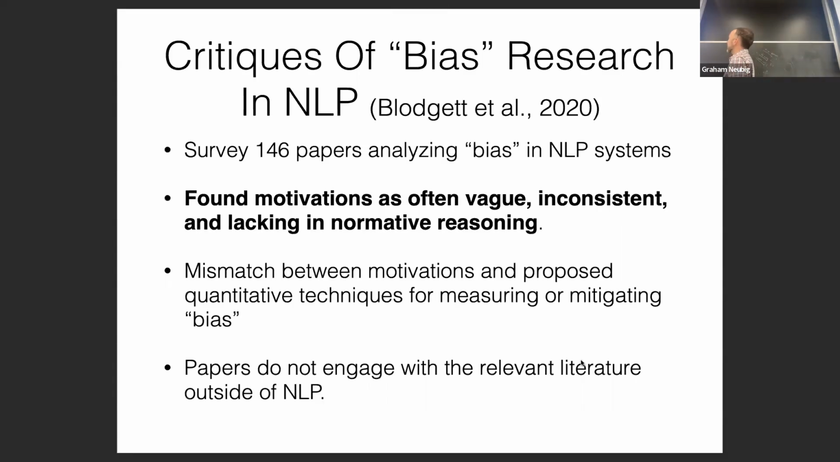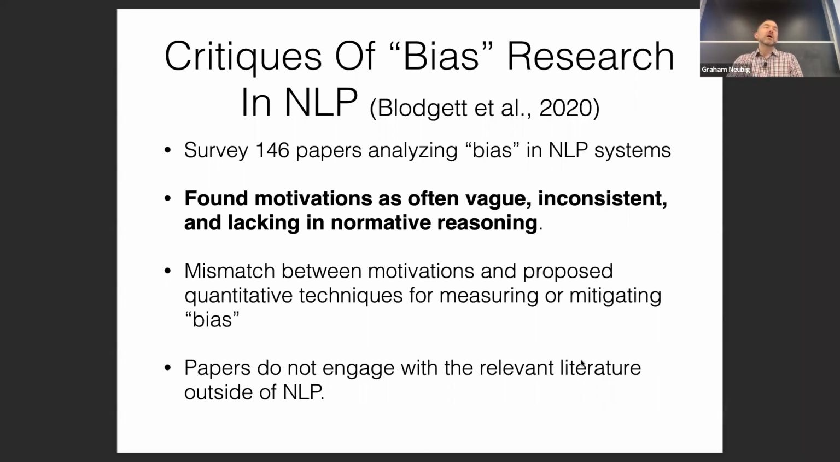I have this paper as very highly recommended reading on the page for this class. Basically, they survey 146 papers analyzing bias in NLP systems. What they found was that the motivations behind these papers are often vague, inconsistent, and lacking a motivation for why you're doing this debiasing in the first place and how it affects people, because that's what we want to be fixing from the point of view of bias anyway.